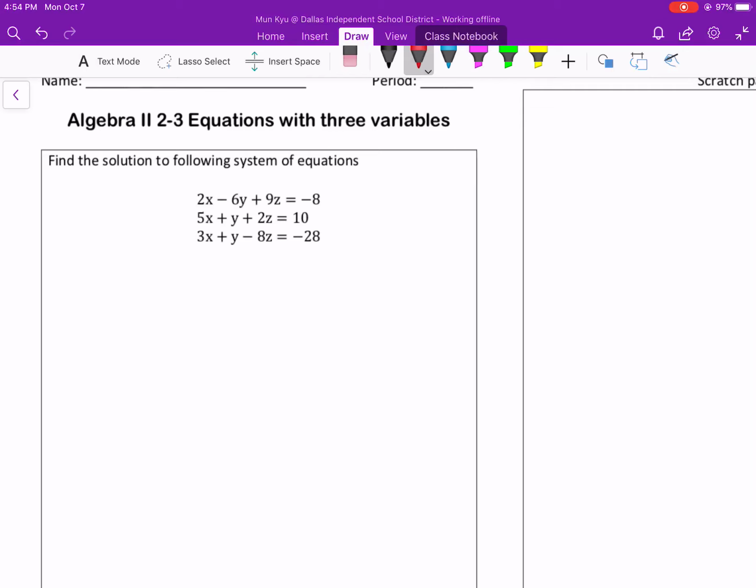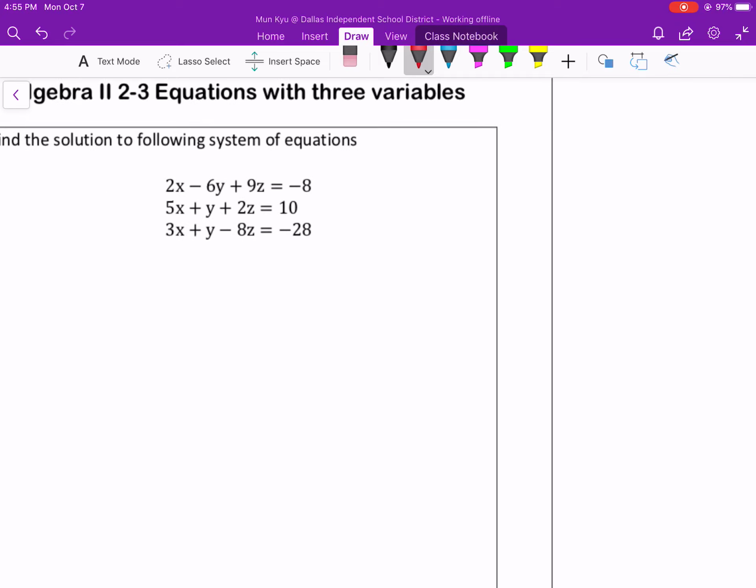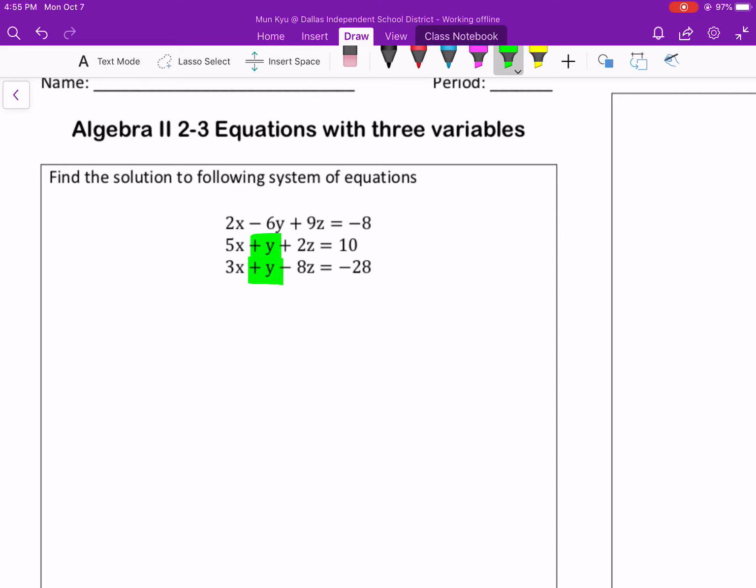Okay, in this video, I will show you how to solve a system of linear equations with three variables. As you can see here, we have three equations with x, y, and z. I believe I went over this in my class, but in class, we got rid of y because we have the same y value here, so it was easy.